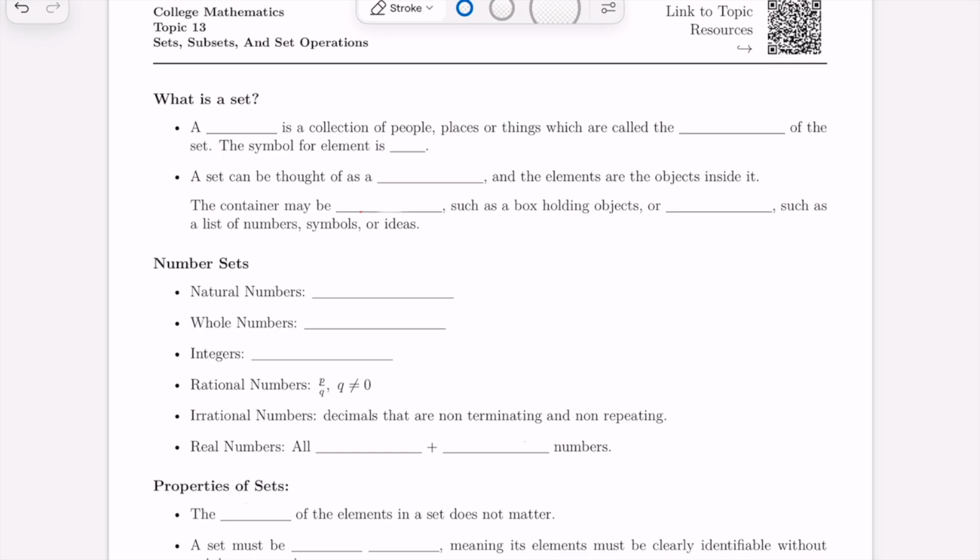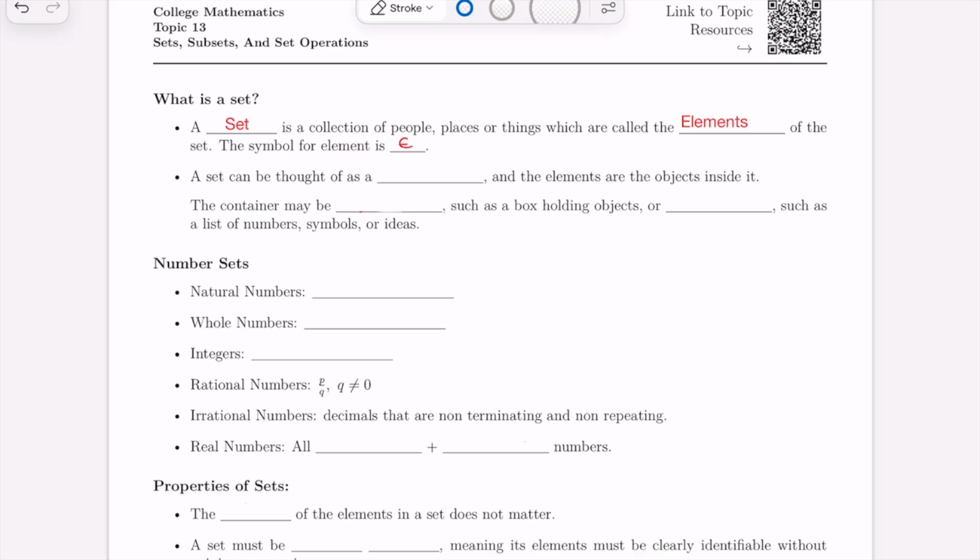Hello and welcome. Today we are going to be talking about sets, subsets, and some set operations. It's a lot of S's. Sorry. All right, let's get going. First of all, a set is just a collection of people, places, and things. And the things that make up the sets are called the elements of the set.